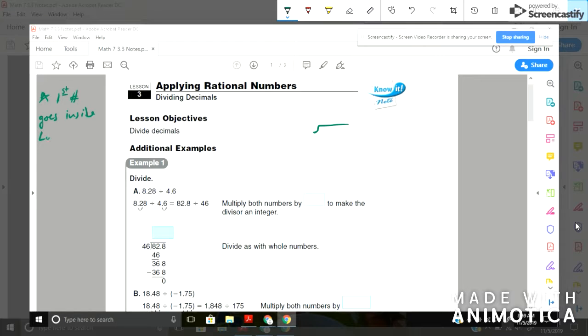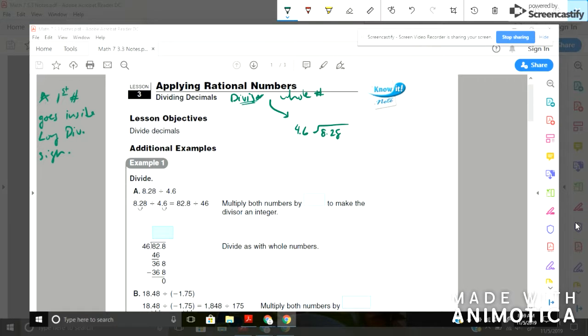long division sign. Okay, so I have 8.28 divided by 4.6. And the key to dividing decimals is that you need this outside number on the outside of the long division sign, which is called the divisor. You need that outside number to be a whole number.